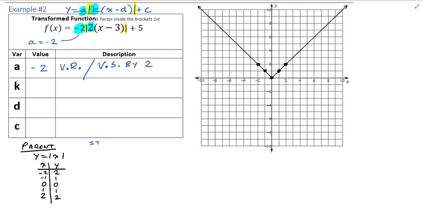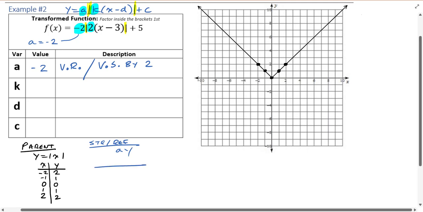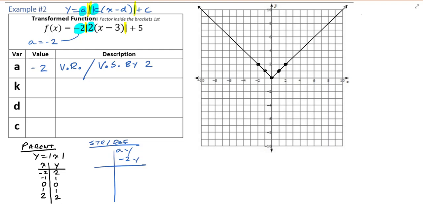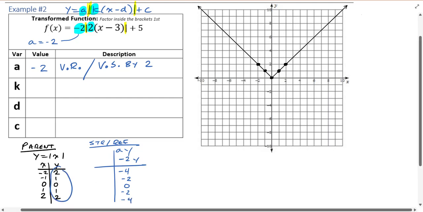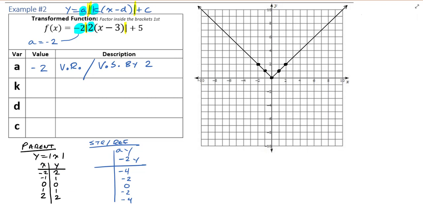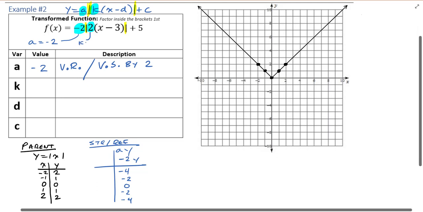So let's do a table for our stretches and our reflections. So we go a times our y coordinates. I know I don't have a lot of room here. Hopefully you can make it out. We're going to go -2 times y. So -2 times all our y coordinates. So -4, -2, 0, -2, -4. So I took all my y coordinates here and I just multiplied them by -2. So notice now they're all negative and they're larger. They've been stretched, right?